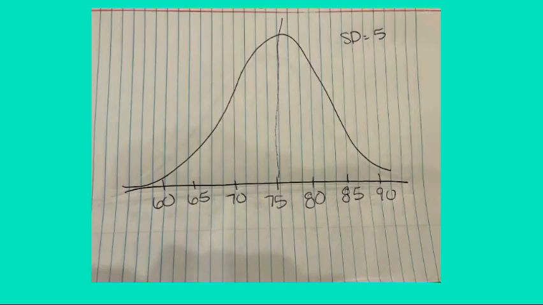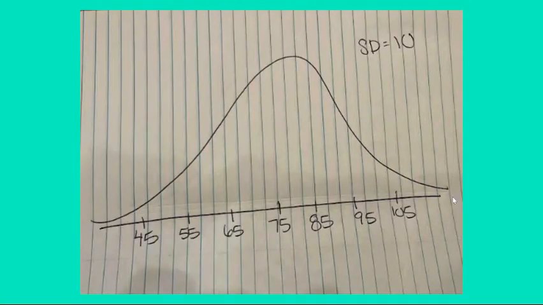Okay, this is class 1, standard deviation of 5 with an average of 75. You're plotting 3 standard deviations above and 3 standard deviations below the mean. Class 2, same average, 75, this time a standard deviation of 10. You want to plot, again, 3 standard deviations above the mean, 3 standard deviations below the mean. So 75, and 85, 95, 105, 65, 55, 45. So this is class 2. Pause the video, get those drawn.